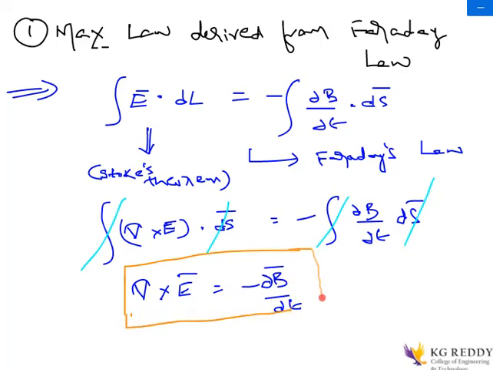For the time varying fields this is the equation, and we have also derived this Maxwell's law for the static fields, for the same Faraday's law, where we got curl of E bar is equal to 0. So that is the difference you need to observe. This is the Maxwell's first law for time varying fields. Remember, for the time varying fields it is different and for the static fields it is different.